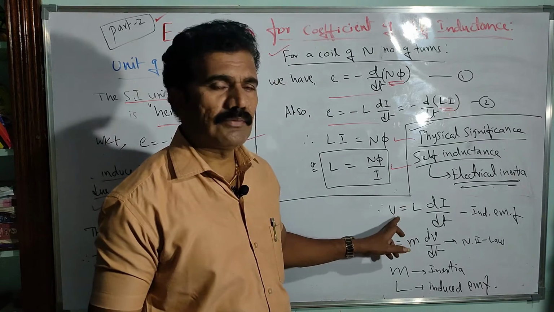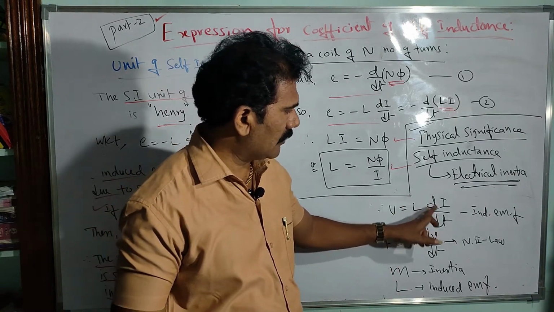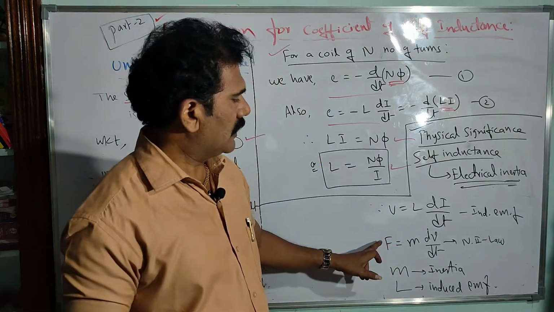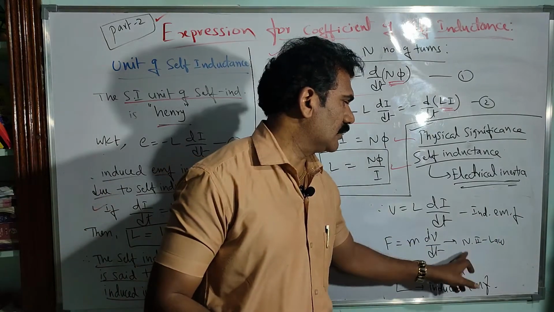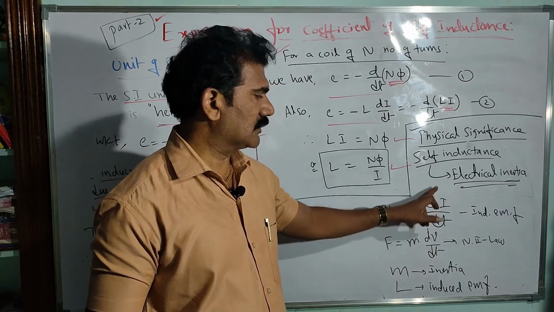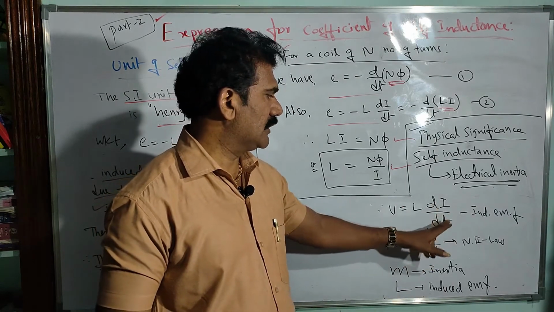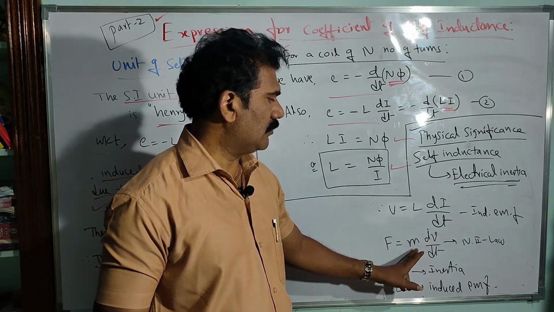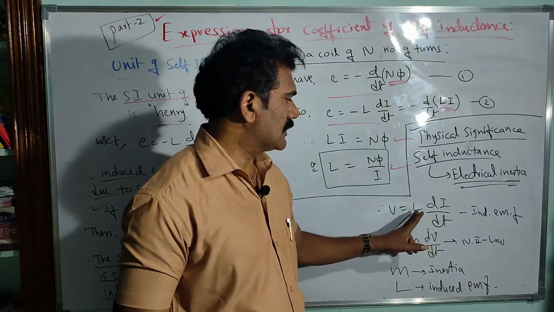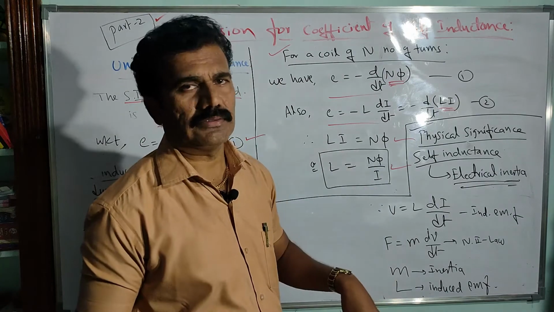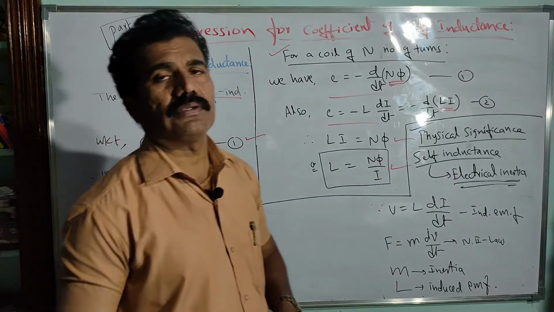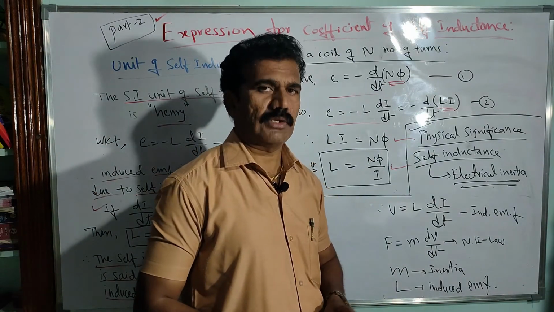Just look at the equations once again. V is equal to L into di by dt, correct? That is what we call the induced EMF in the coil. Similarly, we have the equation in Newton's second law: F is equal to m into dV by dt, right? Just look at these two equations, both are similar, where the coefficient of di by dt is L, which is equivalent to mass m. So the role of mass in mechanical inertia is the same role L plays in the electrical part. That is why we call it electrical inertia. That is the physical significance of the self-inductance produced in the circuit.